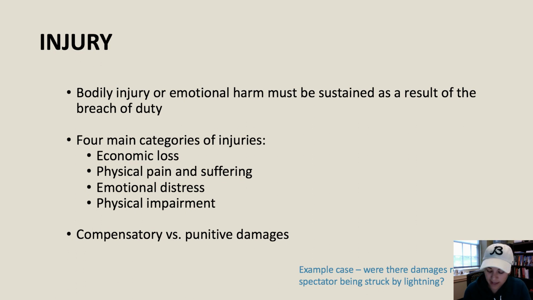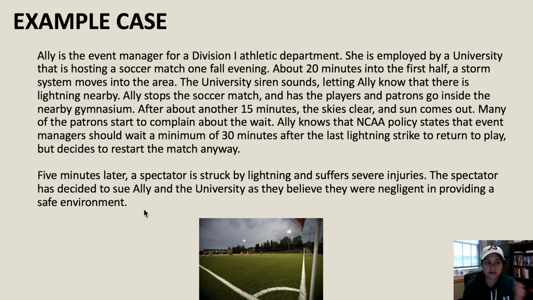Okay, let's go back to our example case one last time. We've walked through this case with Allie as we've been walking through each element. We showed that she owed a duty to these spectators to provide some level of care, based on her professional duty as an event manager. Yes, we think she probably breached that duty by failing to follow the NCAA policy about waiting 30 minutes after a lightning strike. Causation, yes, we showed there was causation. Her failure to implement that policy led to that spectator being outside in the stands when that lightning struck. Therefore, you can show a direct link between the injury and the breach of duty.